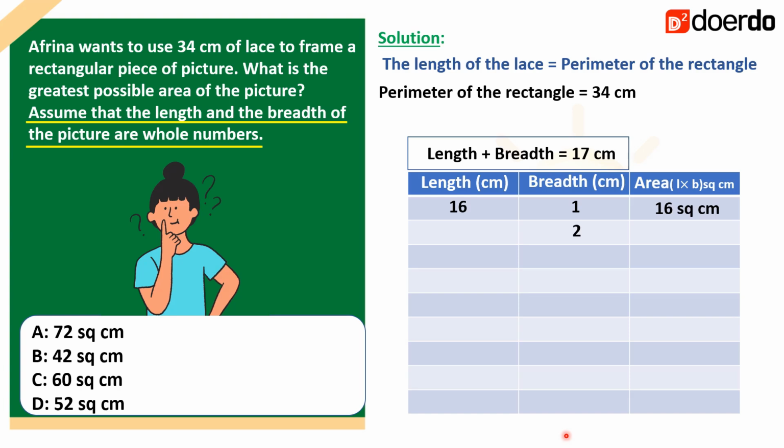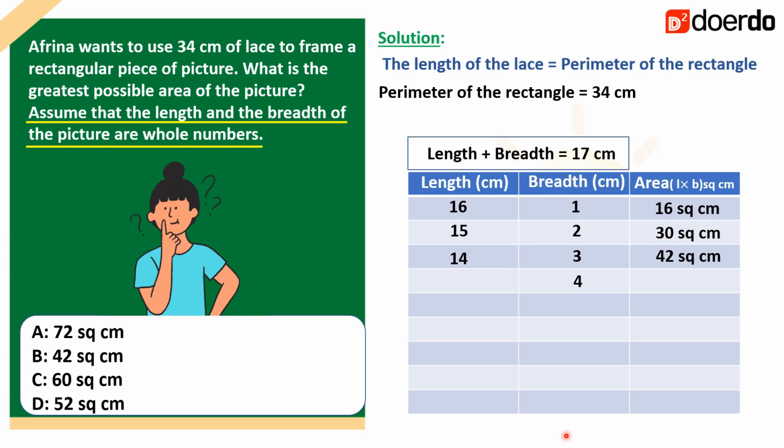Next, we take breadth as 2 centimeters. Then, the length would be 17 minus 2, which is 15 centimeters. And the area for this measurement is 15 into 2, which is 30 square centimeters. Next, we take breadth as 3 centimeters and length as 14 centimeters. And the area is 14 into 3, which is 42 square centimeters.